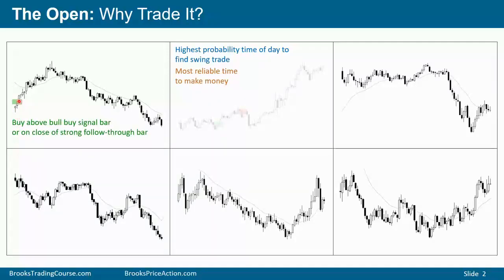We have a pair of bull bars, each closing on their highs after a gap down. Here's the average price. Traders will buy the close of that second bull bar, betting that it might be the beginning of a swing up. Parabolic wedge top, traders will sell, hoping for a swing down.